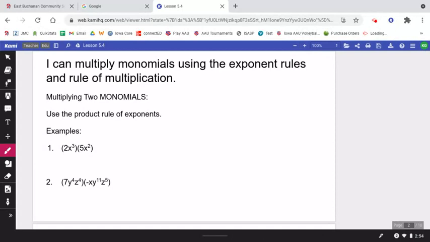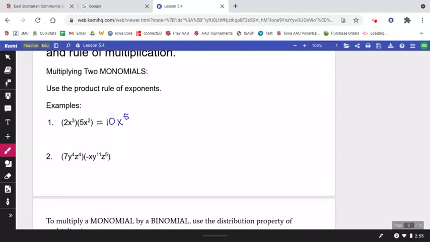So remember, when we are multiplying two like bases, we are going to add the exponents, and we're going to multiply the coefficients. So this one, if I multiply the coefficients, it would become 10, and then I add the exponents, x to the fifth. On this next one, I'm actually have a -1 here, so this is going to become -7.